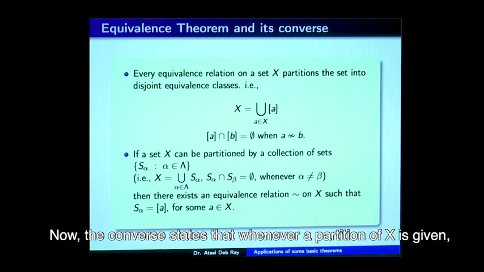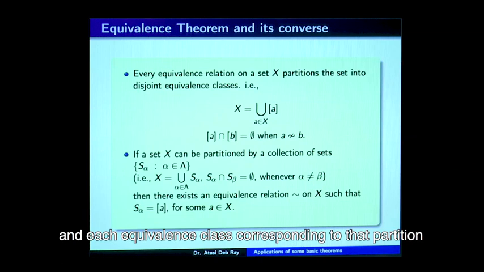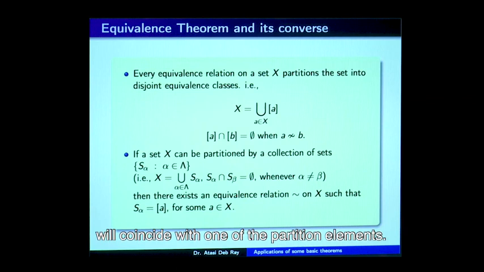Now, the converse states that whenever a partition of X is given, we can always get an equivalence relation on that set X, and each equivalence class corresponding to that partition will coincide with one of the partition elements.